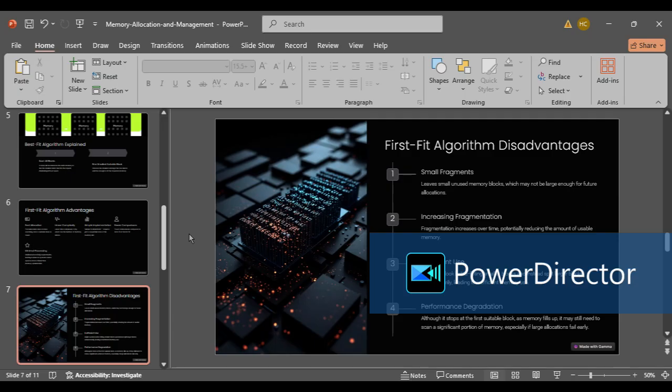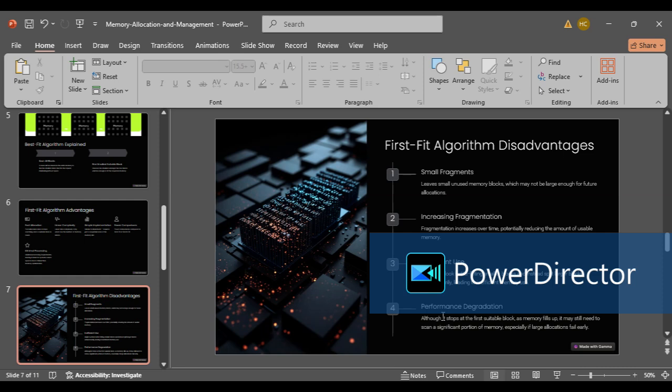Another disadvantage is that fragmentation increases over time. And the first fit might overlook better fitting smaller blocks and instead split larger blocks unnecessarily, which will lead to inefficient memory use. Another disadvantage is that although it stops at the first suitable block, as memory fills up, it may still need to scan a significant portion of memory, especially if a large allocation fails early.